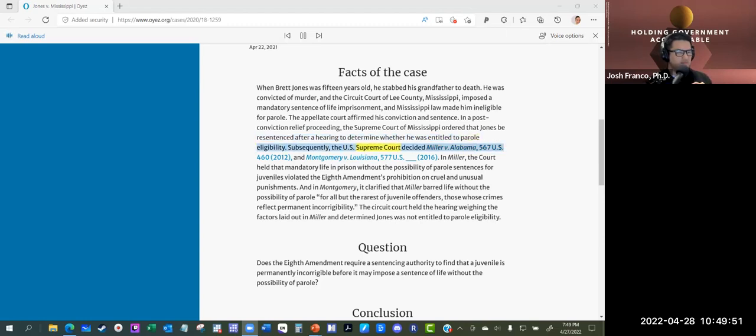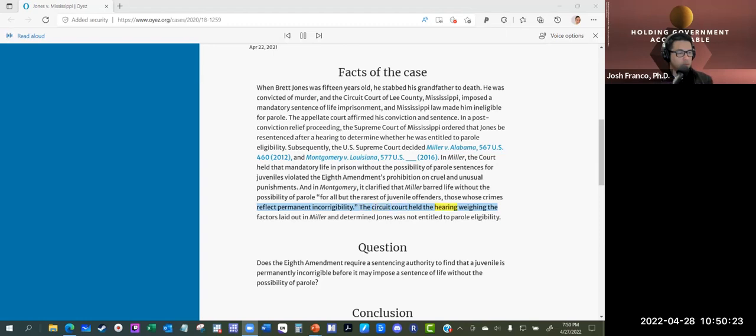Subsequently, the U.S. Supreme Court decided Miller v. Alabama, 567 U.S. 460, 2012, and Montgomery v. Louisiana, 577 U.S. __, 2016. In Miller, the court held that mandatory life in prison without the possibility of parole sentences for juveniles violated the Eighth Amendment's prohibition on cruel and unusual punishments. And in Montgomery, it clarified that Miller barred life without the possibility of parole for all but the rarest of juvenile offenders, those whose crimes reflect permanent incorrigibility.